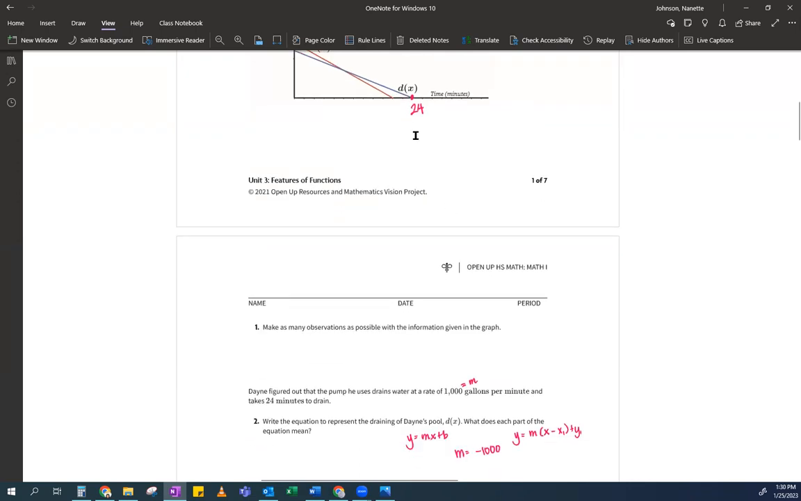So Ms. Johnson, you have an x-intercept, and I have my slope. Isn't that enough to build my equation? Yes. Which one would you use? Would you use slope intercept or point slope? So SI or PS? Which one would you use?